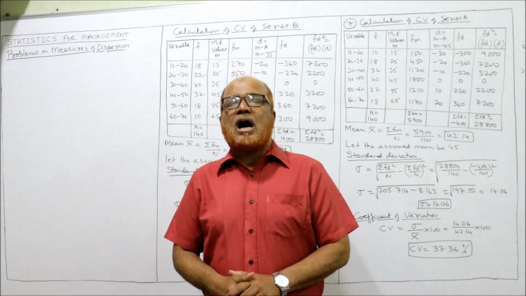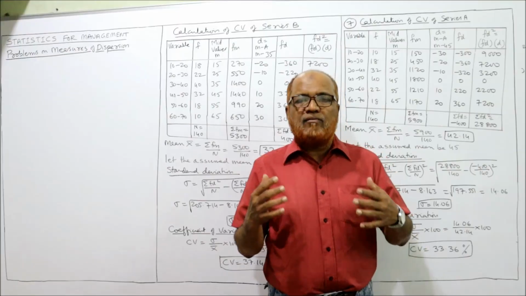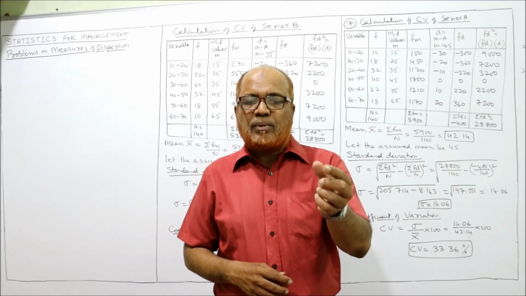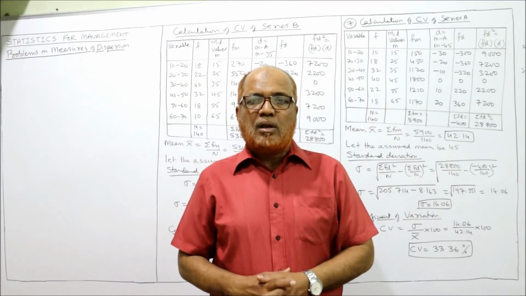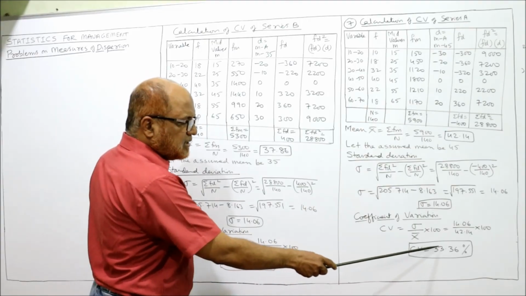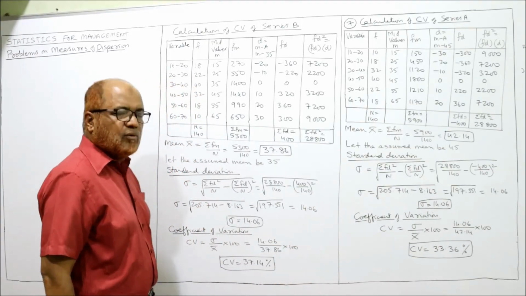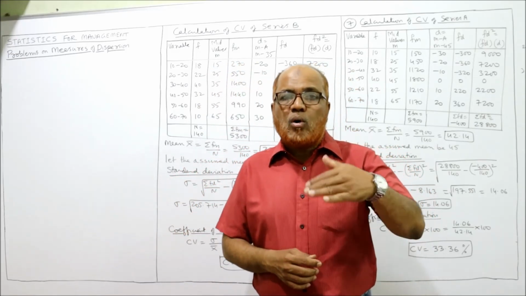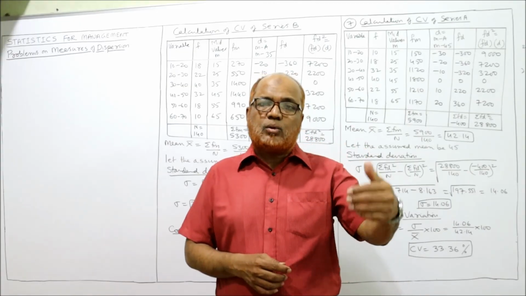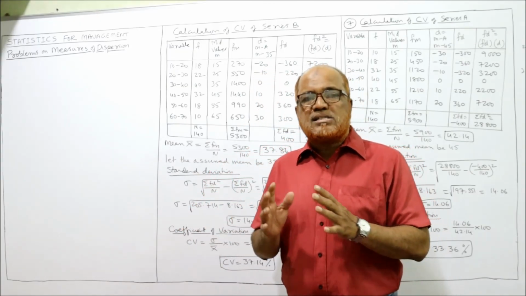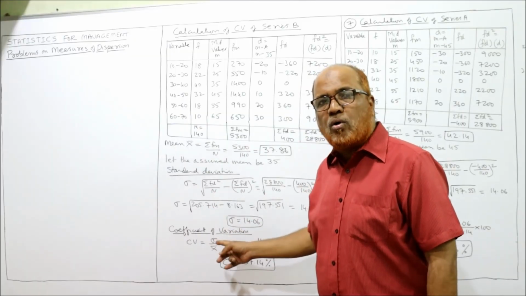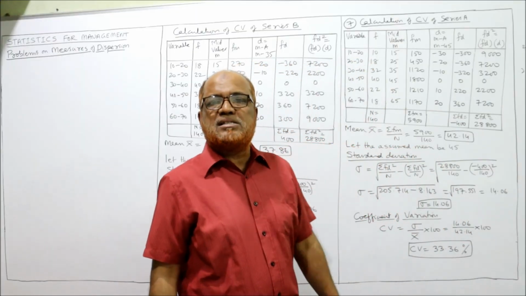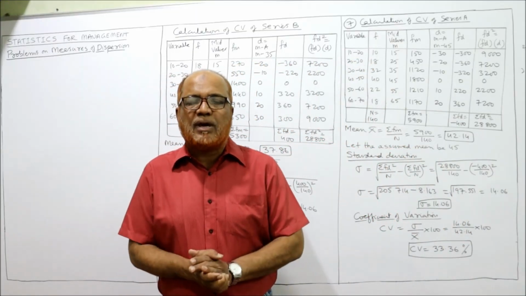What conclusion? It is asking you in the problem to explain which series is more variable. That series is more variable whose CV is more. Now compare the CV. A, it is 33.36. B, it is 37.14. The ultimate conclusion: series B has more variability compared to series A because the CV of series B is more, 37.14. That's it. So this is the end of problem number 7. Inshallah, we'll continue the next problem in the next video.